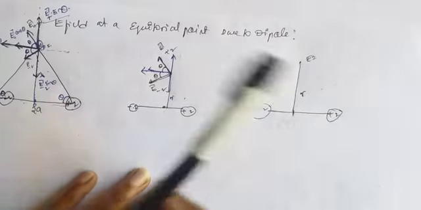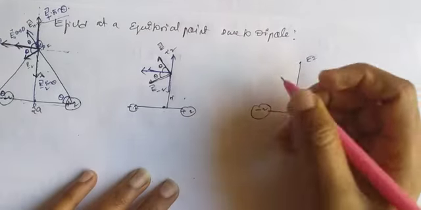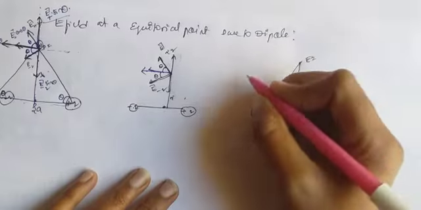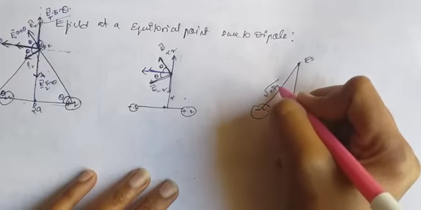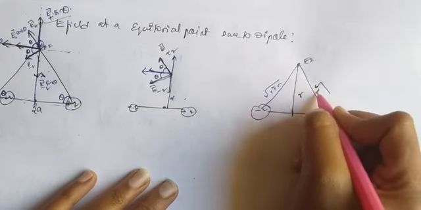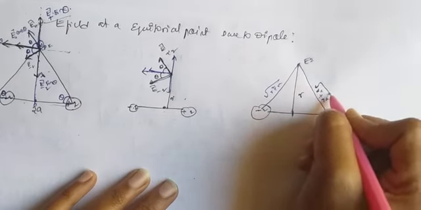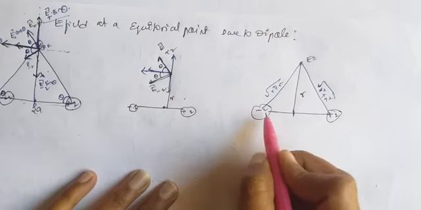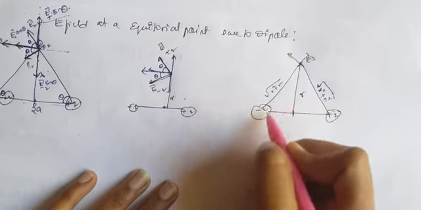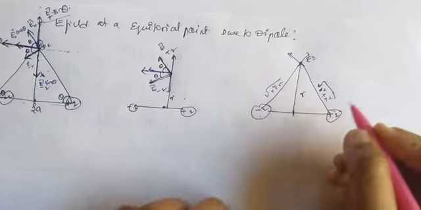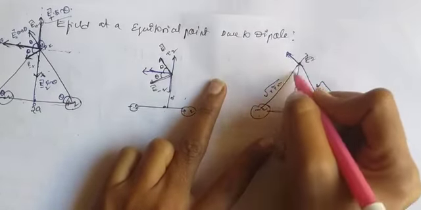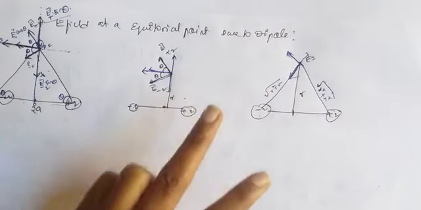Now from minus q to this point the distance is what? Under root r square plus a square. From plus q to this point the distance is also under root r square plus a square. So when we are taking the electric field at this point, due to the positive charge the electric field is in this direction, and due to the negative charge the electric field direction is in this direction.